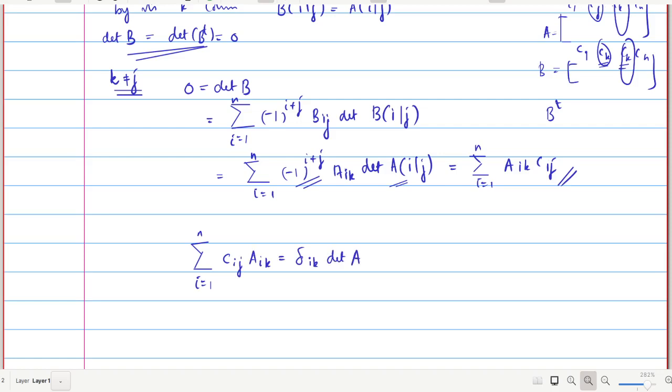Whenever k is equal to j, this is delta_jk determinant of A. Whenever j and k coincide, that is equal to the determinant of A. Otherwise, we have 0. So this is a nice, interesting equality in matrices. Using this, we will find the inverse of matrices by defining the adjoint matrix.